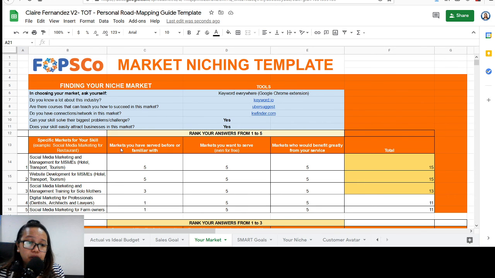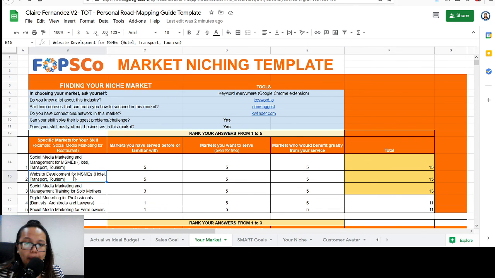Does your skill easily attract businesses in this market? In my case, as a digital marketing specialist, I'm more into social media marketing and management for micro, small, and medium enterprises for hotels, transport, and tourism. These are what I'm currently working on. I have served 5 clients in this market, and I want to serve 5 more. The markets would greatly benefit, so there will be 5 more markets, a total of 15.